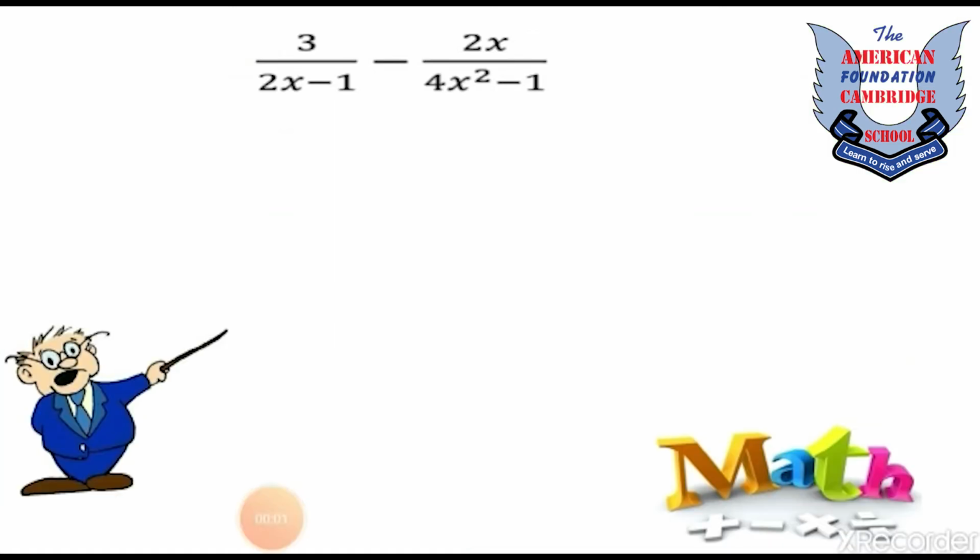Consider this example: 3 upon 2x minus 1 minus 2x upon 4x square minus 1. As you can clearly see in this example, the denominator of the second fraction can be factorized. So before finding the LCM of the two denominators, we have to factorize the second denominator first. 4x square minus 1 is a difference between two perfect squares. So it can be factorized with the help of the algebraic identity a square minus b square is equal to (a plus b)(a minus b), like this.